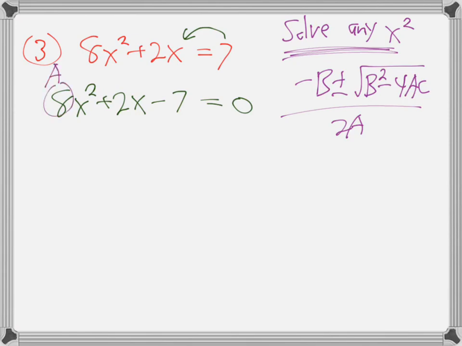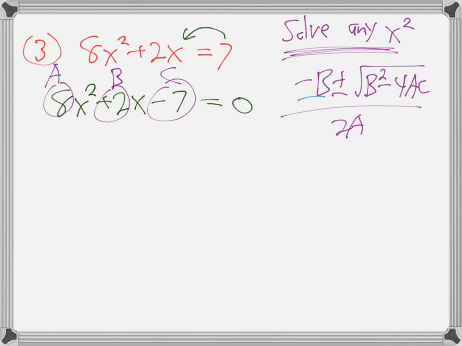It's the A. So A is the first one, B is the second number, C is the third number. So just the numbers, not the x's. It's just the numbers in front of the x squared and the x and the last number. Just peel them off. So A is 8, B is positive 2, C is negative 7. So A, B, and C are the 3 numbers. And then you just plug them into the quadratic formula.